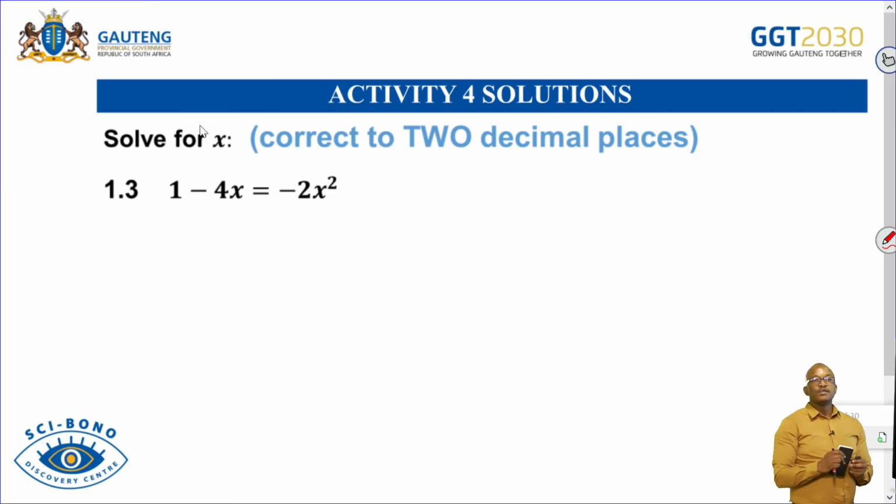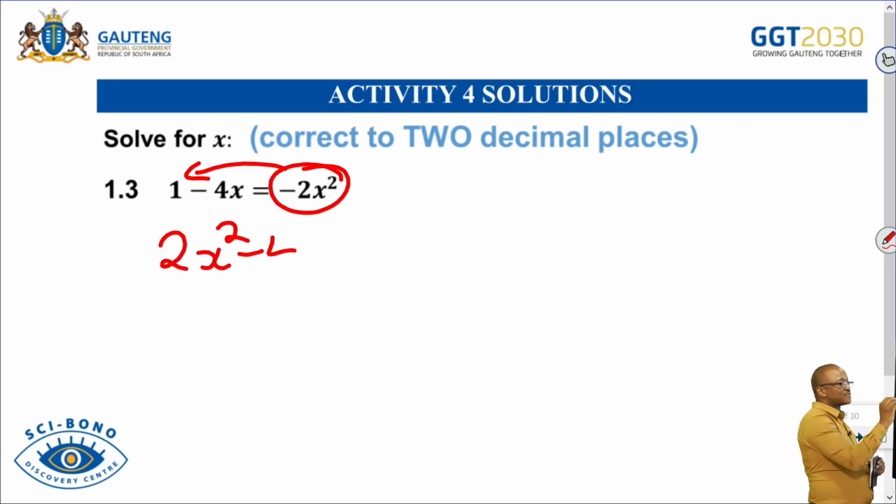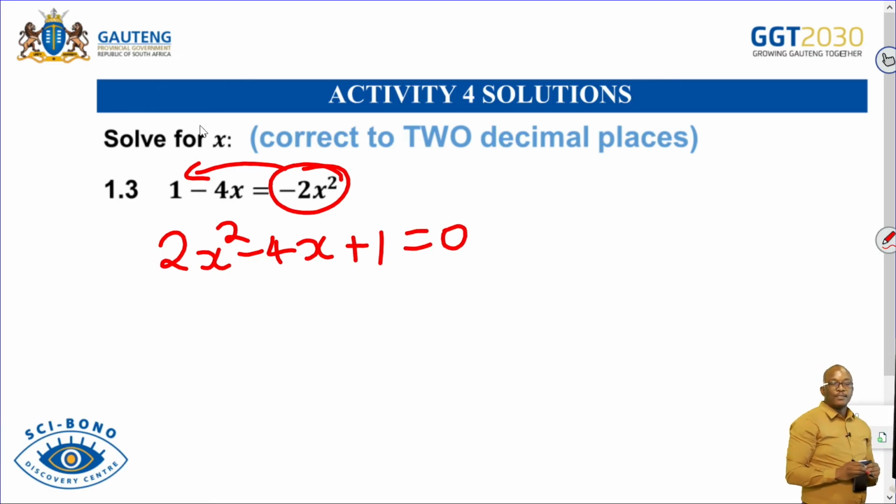So we look into the third one. Remember, it's not in the standard form. So we have to transpose this one to the left-hand side. Then we're going to have positive 2x squared minus 4x plus 1 is equal to 0. That's how we are going to write it.